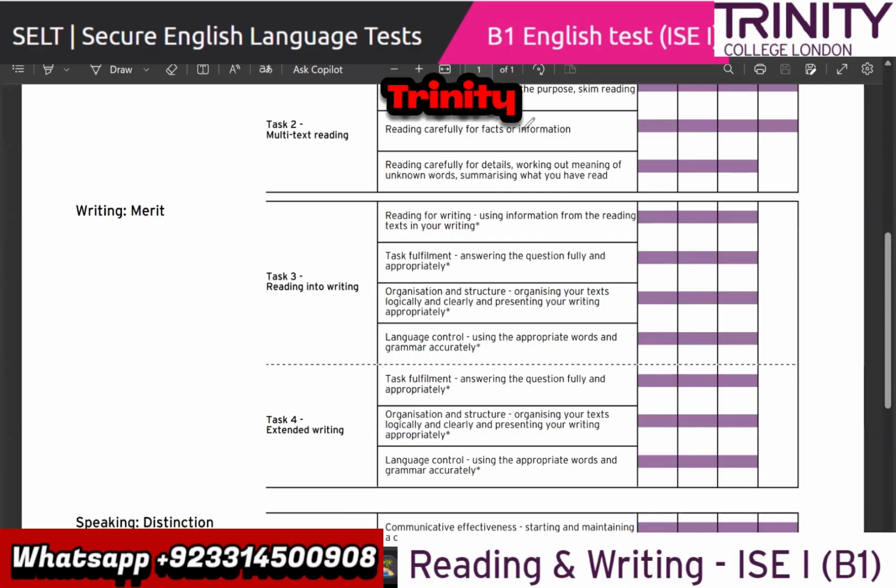All right, this is Trinity College London ISC1 B1, Writing Task 3 and 4. Before we move to the question, it is important to know the criteria for how to pass. The first requirement is reading for writing: using information from the reading texts in the writing. Use information from the reading texts. Now, what does it mean?